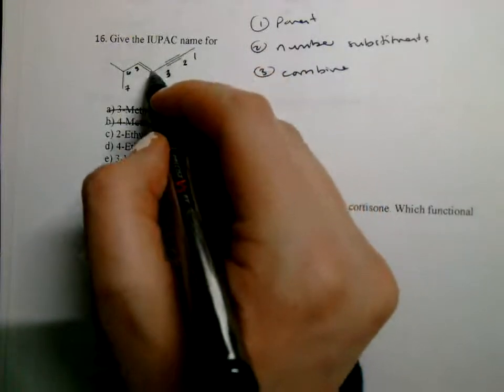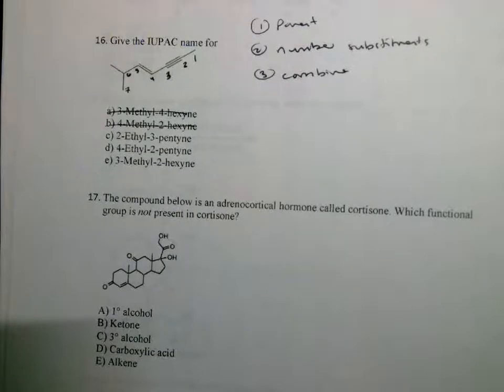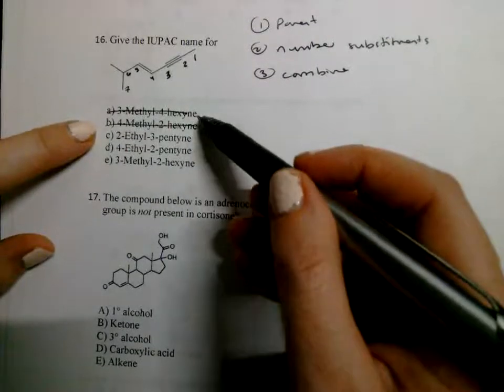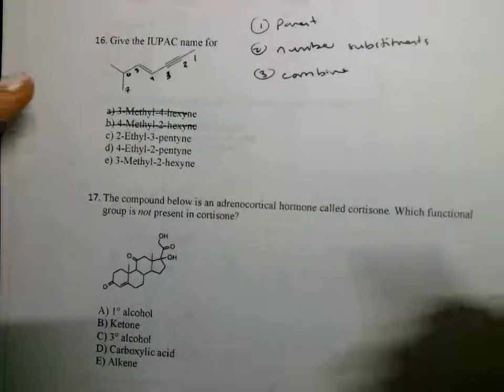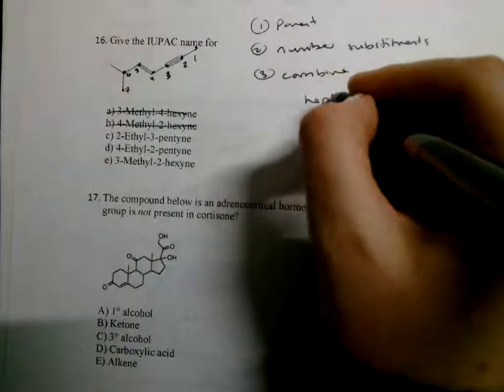1, 2, 3, 4, 5, 6, 7. The ones that have caused me the most problems here are just the plain old IUPAC numbering. So all of these are wrong. This is hex, hex, hex, hex, hex, right? Hex, hex, pent, pent, hex. And there's 7. 1, 2, 3, 4, 5, 6, 7. Yeah, so this is heptane.